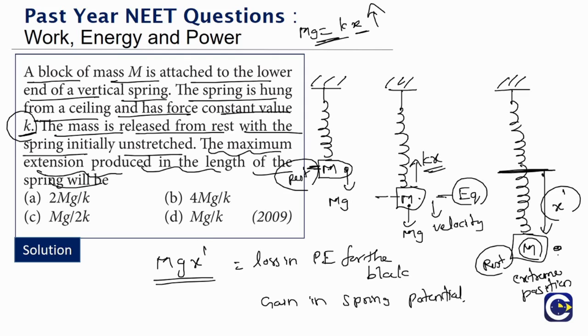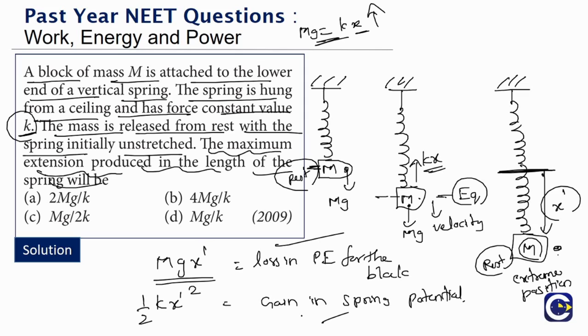Initially the spring is in the natural state, so spring potential energy will be zero, but here the spring is elongated by a value x dash. What is the gain in the spring potential energy? Half k into x dash squared. Now whatever is the loss of gravitational potential energy for the block will be equal to the gain of spring potential energy, because other than gravity and the spring force, there are no other external forces.